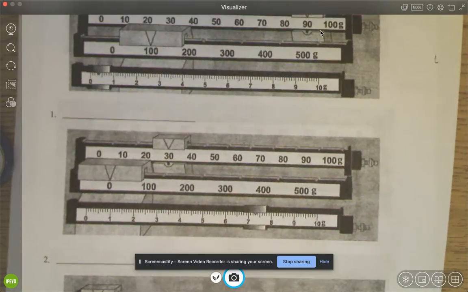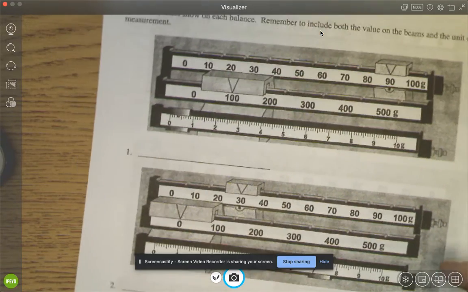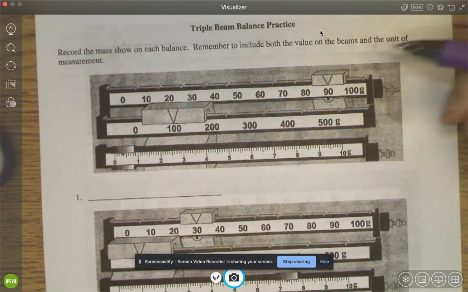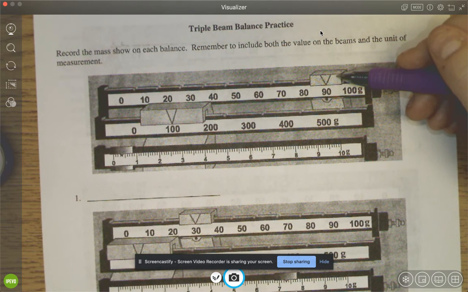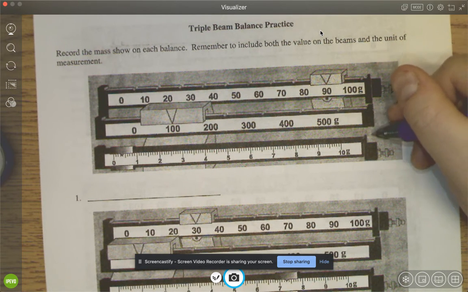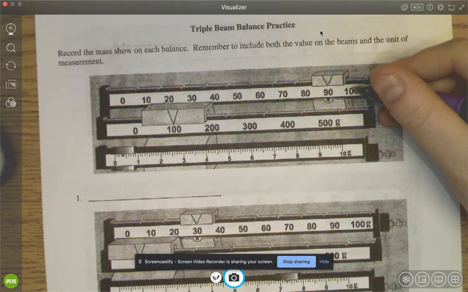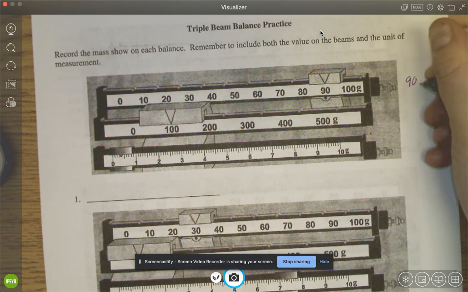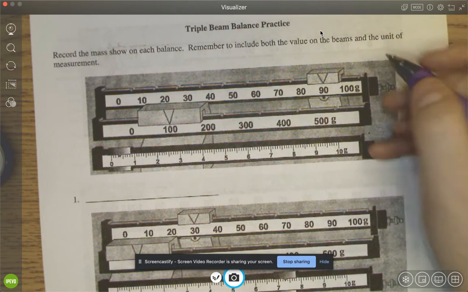Now, it's time for triple beam balance practice. You will also have to read a triple beam balance in my lab video that I have posted for you guys. So make sure that you watch that, but this is just going to be further practice. Okay, so we got the level of tens, hundreds, and ones. Each one is going to be in grams. So for the tens, we have 90 grams. For the hundreds, we are at 100 grams.